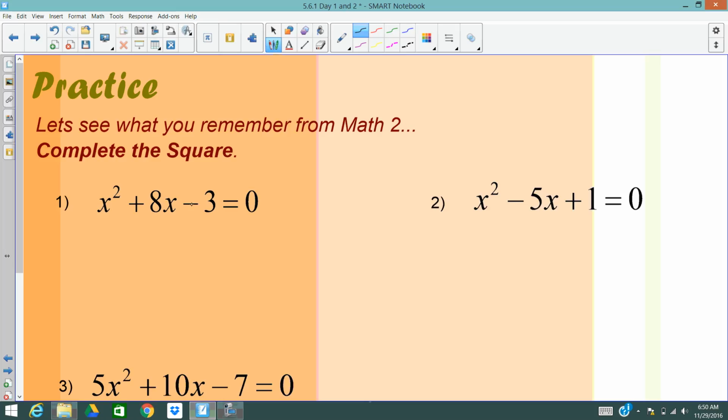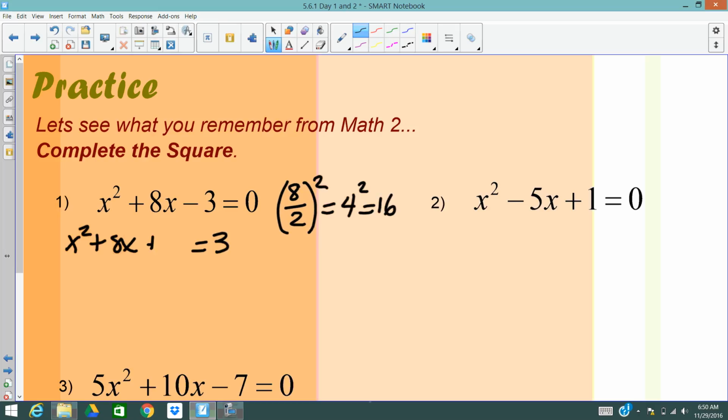So I'm going to add 3 to both sides, making this x squared plus 8x equals 3. And I purposely left a blank because if you remember, I'm trying to make this left side a perfect square trinomial. So in order to do that, I have to take my middle term b, divide it by 2, and then square it. So that's 4 squared, which is 16.